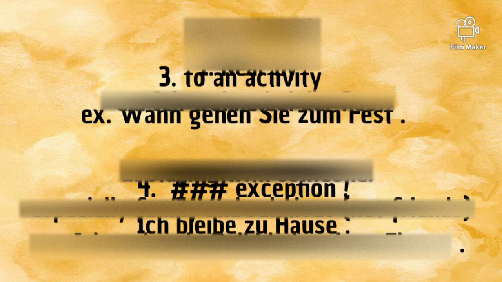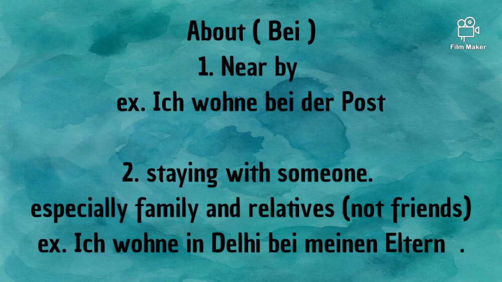Next concept is bei. So in bei we first learn nearby. So, Ich wohne bei der Post. It means I live near the post office. Staying with someone, that's the second one, especially family and relatives, not friends. It means you're trying to say that you're staying with your family or relatives.